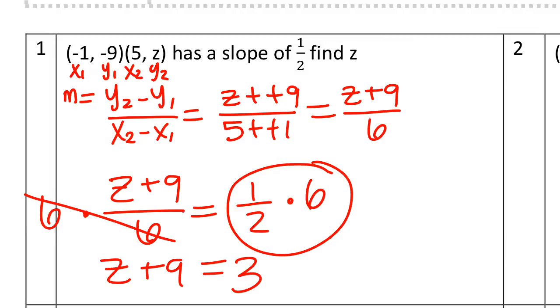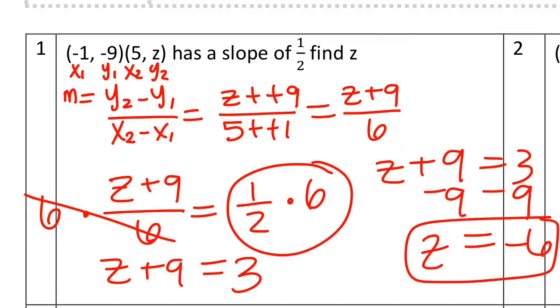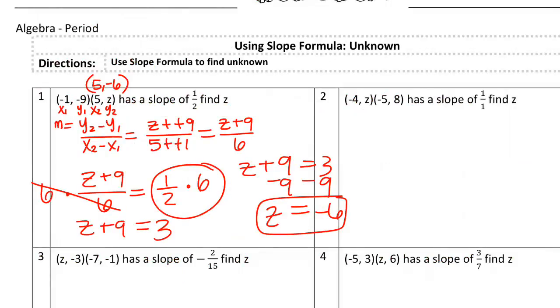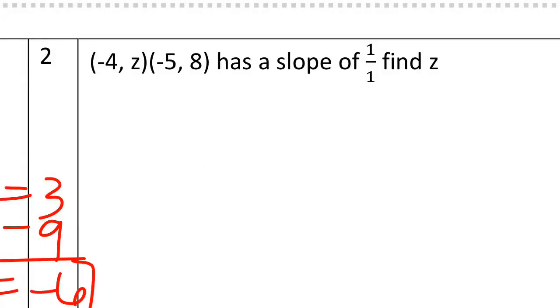And then the last thing I want to do is solve for z. So here I have z plus 9 equals 3. I would take away 9 from each side. I get z equals 3 take away 9, which gives me negative 6. So now I know this point up here at the top has to actually be 5, negative 6 for me to get that slope right there. Okay? A lot of these problems are different, so don't worry, I'm still going to do at least one more example. Let's take a look at this one here.